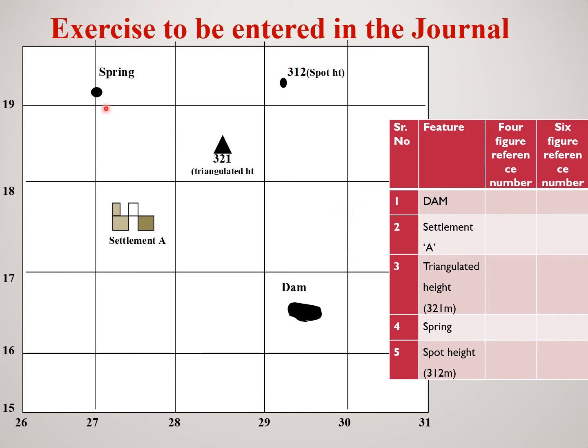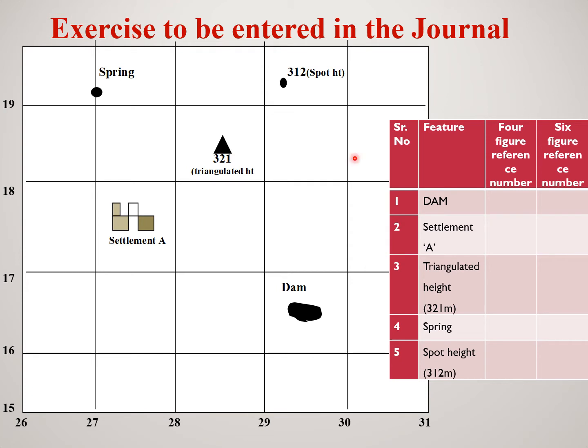Unlike them, the spring, the triangulated height and the spot height are actually points on the topographical map. Though for your understanding I have increased their size, and that is why you might feel that they are occupying a certain area, no, they are point features.